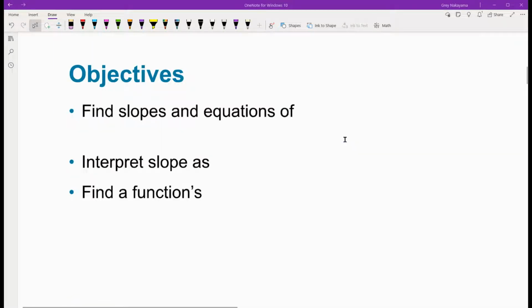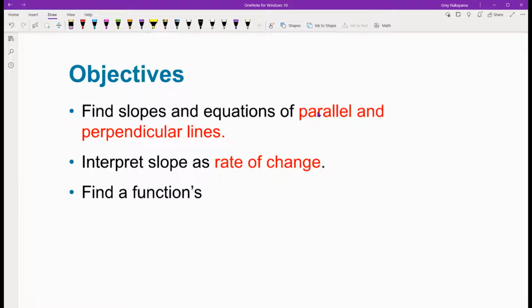So in this lesson, to carry on what we talked about before, we're going to find the slopes and equations of parallel and perpendicular lines. We're also going to interpret the slope as a rate of change and then find a function's average rate of change.